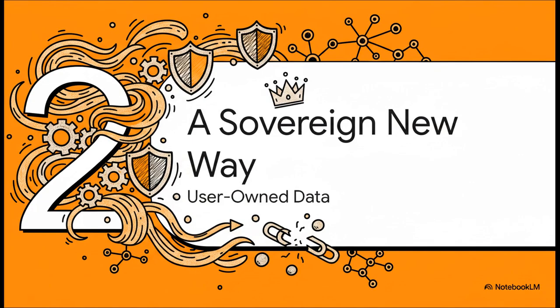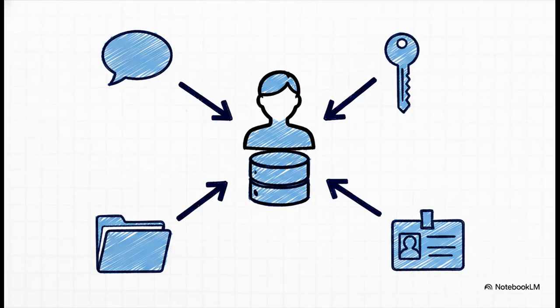So, how do we actually escape that trap? Well, that brings us to what the source material calls a sovereign new way. And that word sovereign is really the key here. It means the user is finally in charge. And here it is, the absolute core of the whole idea. This is a total paradigm shift.